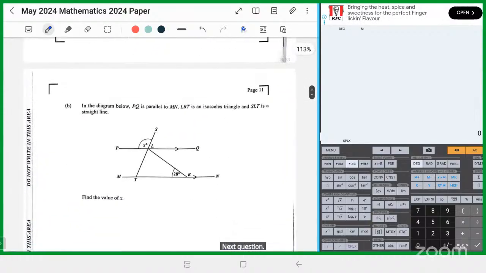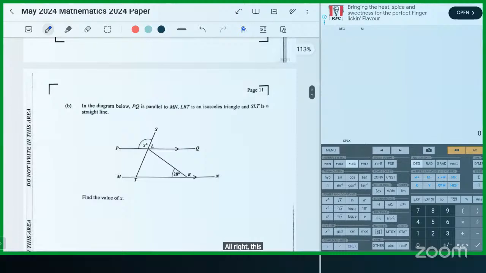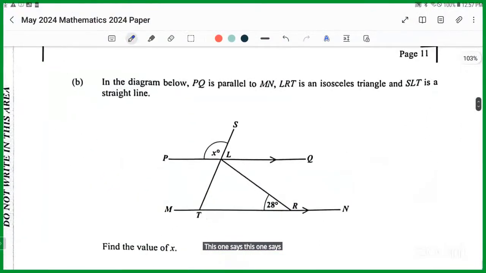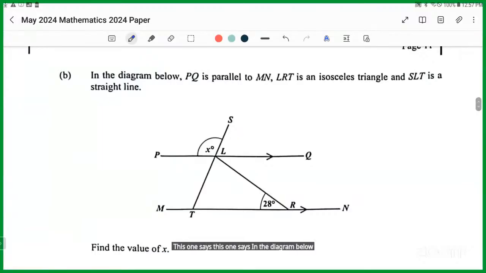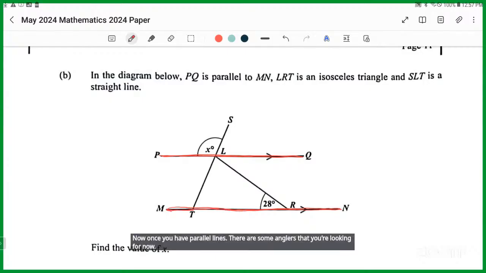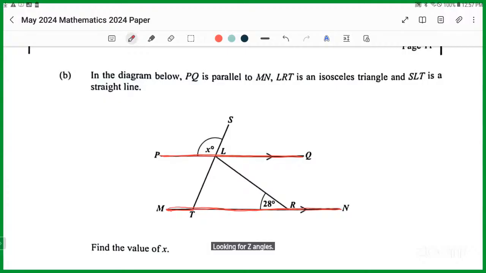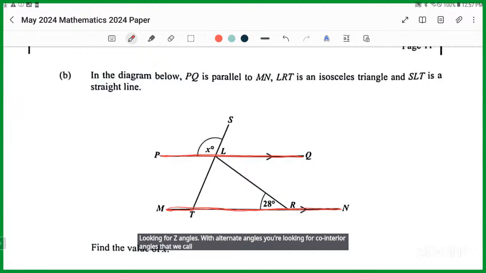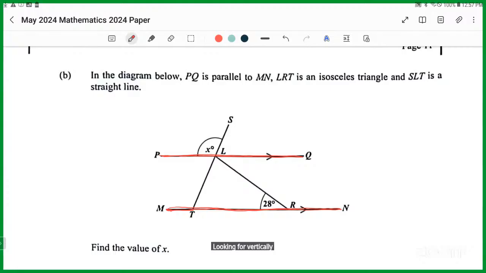Oh, that one done. All right, this one says, in the diagram below, PQ is parallel to MN. Let's mark it. So these two lines are parallel lines. Now, once you have parallel lines, there are some angles that you're looking for now. Looking for Z angles, which are alternate angles. You're looking for co-interior angles that we call U angles. You're looking for corresponding angles. You're looking for vertically opposite angles. Let me give you some examples before we start.